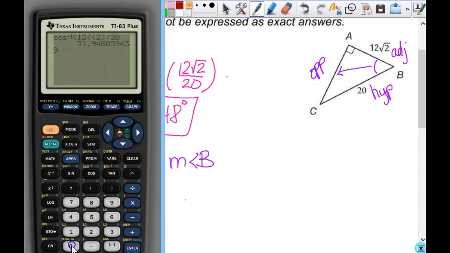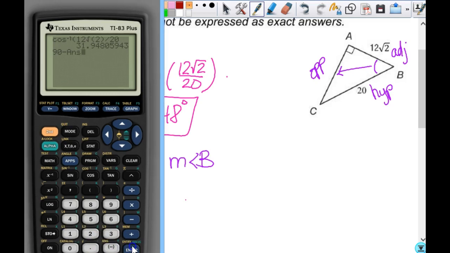So I'm going to do 90 minus, but I want to subtract that. And again, I am not typing in the decimal. I want the answer, so I'm going to hit my second key. You see the little negative sign right above it? It says A and S. That uses the last answer you have. So 90 minus that answer, bam, there you go. And that's what you get, the 58 point, whatever that is.